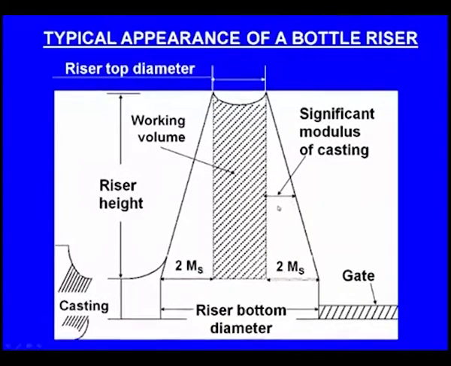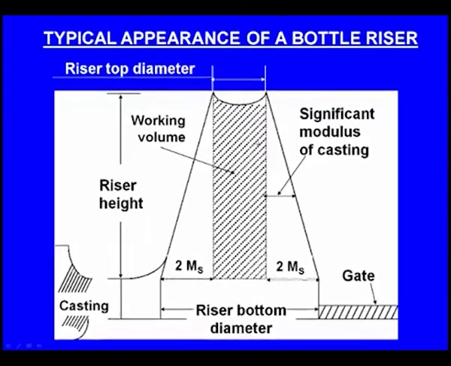Now, we come across another interesting term called the significant modulus of the casting. What is this significant modulus? Say there is a difference in the diameters of the riser. At the top it is very small, at the bottom it is very large.